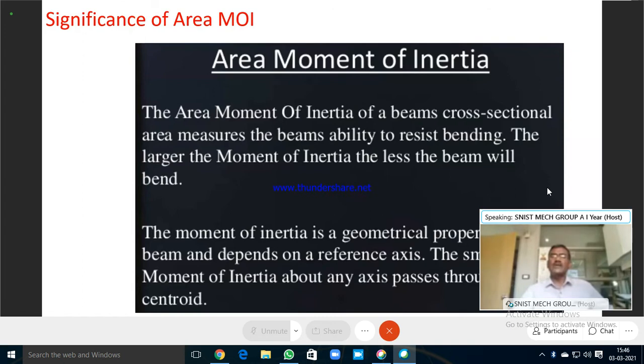How this beam is oriented, right? And obviously you can conclude that the orientation in which you have more moment of inertia, that beam is said to be stronger, right? And you see that the area moment of inertia is a geometrical property of a beam, and of course the smallest moment of inertia about any axis passes through the centroid. Of course, that is a general concept.